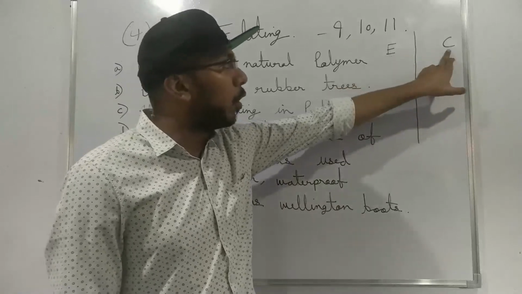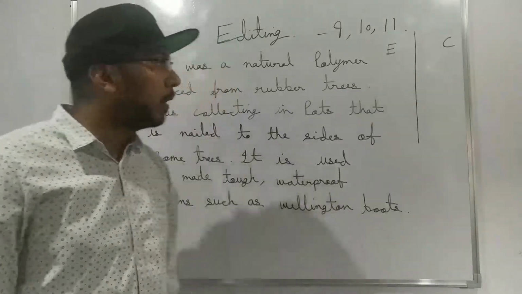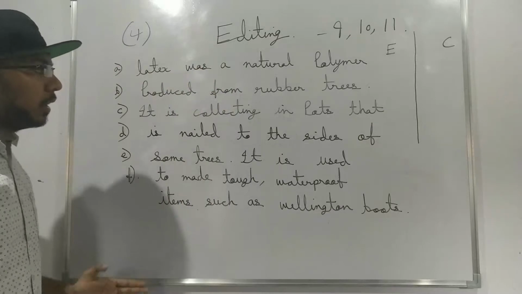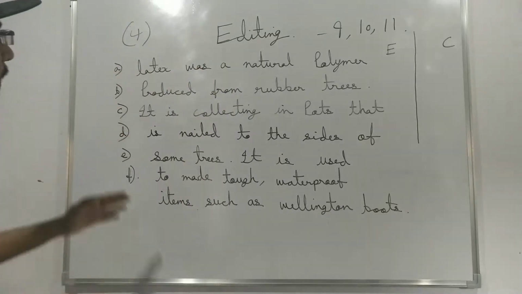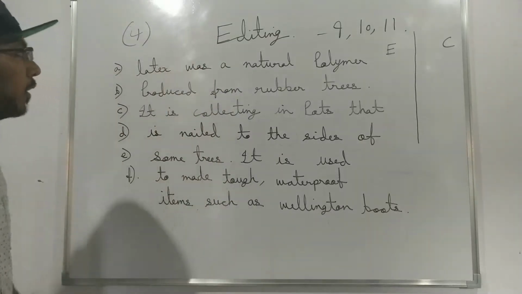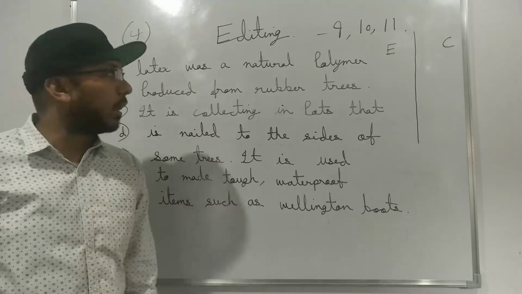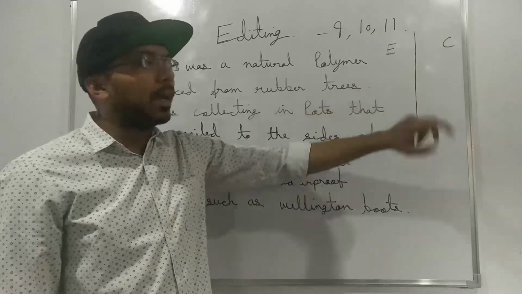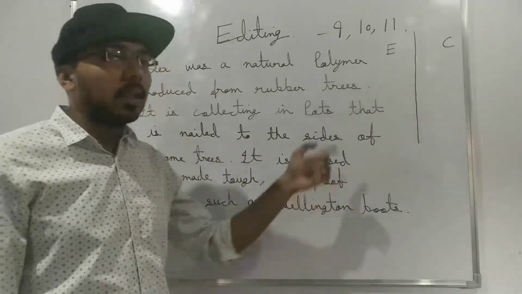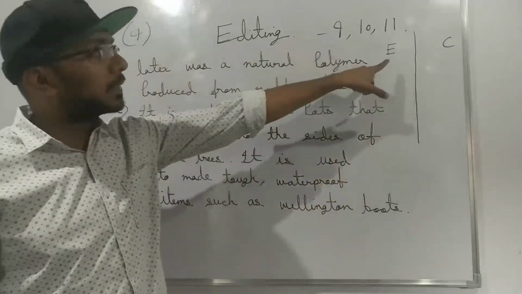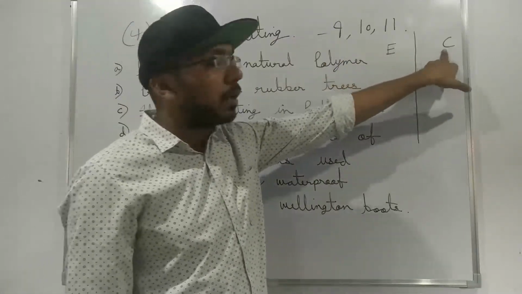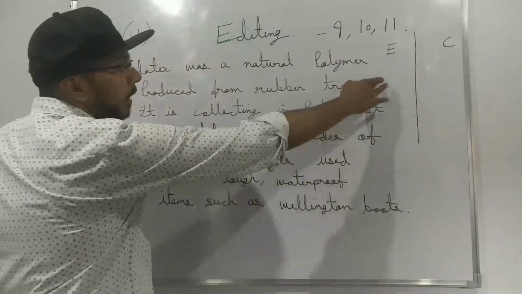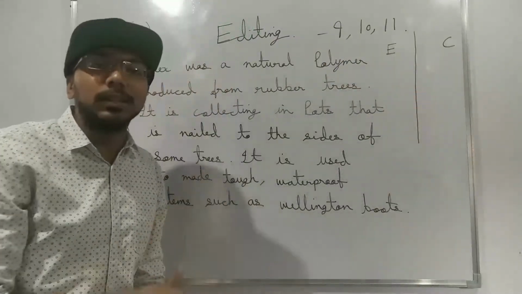E is the error column and C is the correction column. You will see the question. It will be divided into lines and together they form a paragraph. Each line contains one error. You have to track the error from the line and write the error in the error column, and the correct word which will replace the error will be written in the correction column. This error and correction column you will make in your answer sheet.